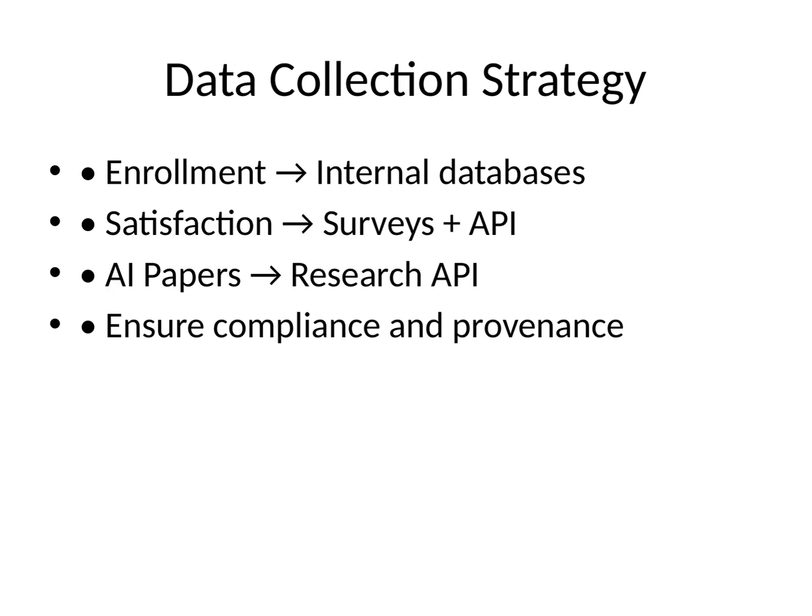So how do we collect data? They come from multiple sources. Enrollment records come from our internal databases, giving a reliable roster. Satisfaction metrics are gathered with short surveys and live API hooks to capture responses. Academic papers on AI are harvested through a research endpoint for up-to-date findings through APIs. Throughout, we log sources, apply privacy controls, and track provenance so every dataset is auditable and compliant with regulations.